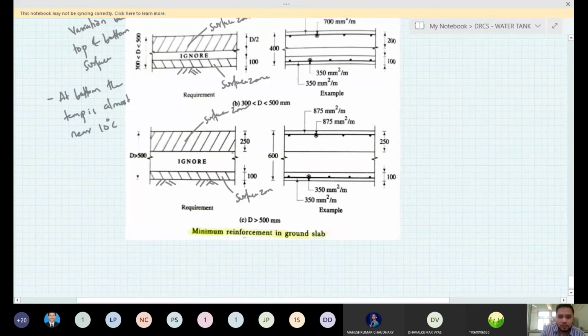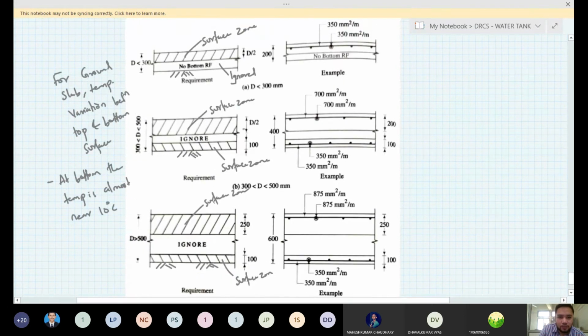See here on the right side the examples are given. For example, if we have a depth of 600, then within the 250 depth from the top you have to provide the steel, and it should be provided as near to the surface as possible, satisfying the cover requirement. Same way from the bottom, in the bottom 100 depth you have to provide it as close to the bottom surface as possible, satisfying the cover requirement.